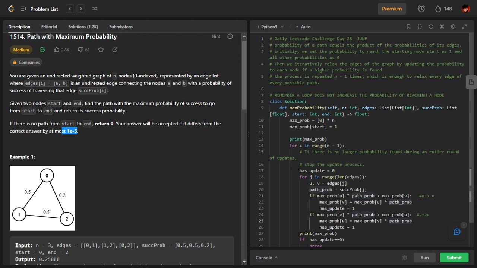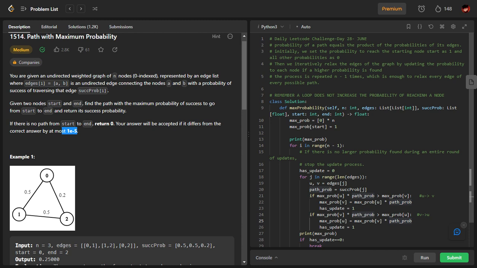So yeah, that's the point. And before we begin, let me tell you this: we are going to solve it using the Bellman-Ford algorithm. There are many ways to do it, but why we are choosing Bellman-Ford, I will let you know. Just understand that we are going to use the Bellman-Ford algorithm.